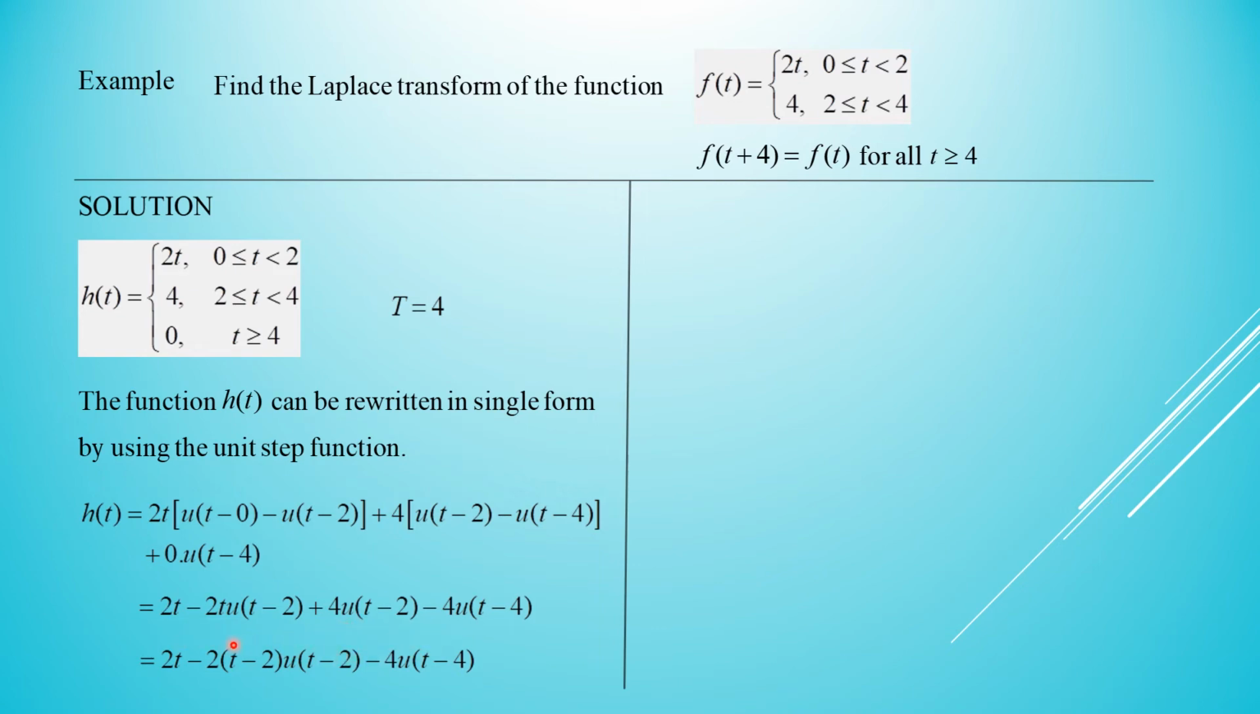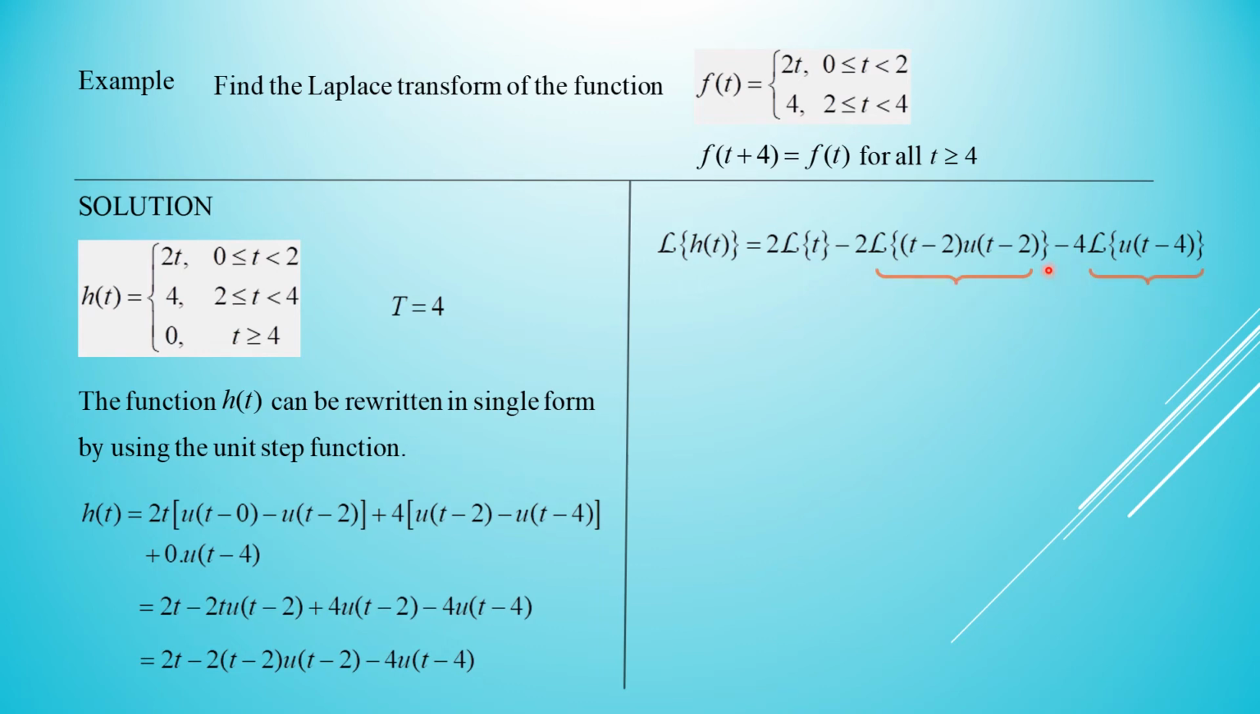Alright, so this is the function h of t that we have simplified, and now we're going to determine its Laplace transform. So we write down the Laplace transform of h of t is equal to 2 times the Laplace transform of t, minus 2 times the Laplace transform of (t minus 2) u(t minus 2), minus 4 times the Laplace transform of u(t minus 4). Alright, so we need to find the Laplace transform that involves unit step functions for this term here and also for this term.